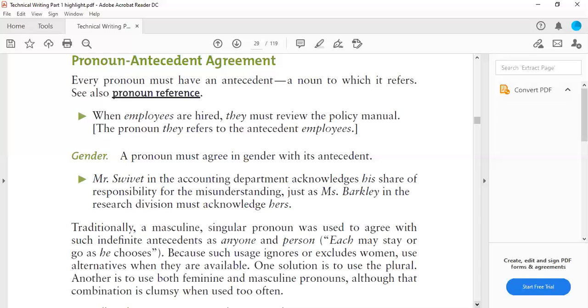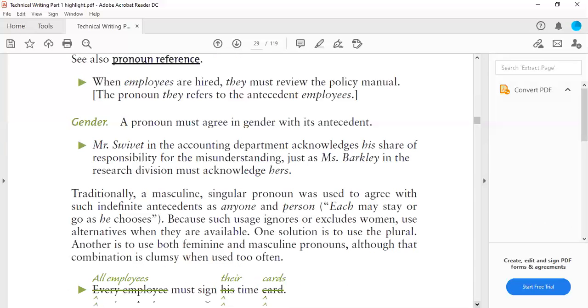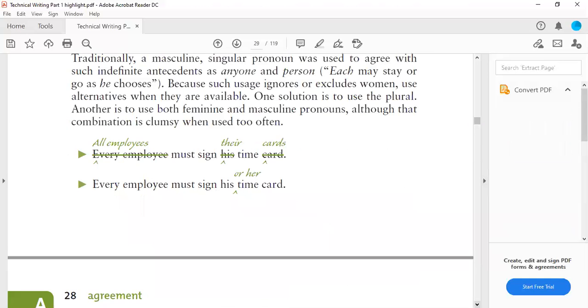Traditionally, a masculine singular pronoun was used to agree with such an indefinite antecedent as any one person. Each may use or go as he chooses. Because such usage ignores and excludes women, use alternatives when they are available. One solution is to use the plural. Another is to use both feminine and masculine pronouns, although that combination is clumsy when used too often.